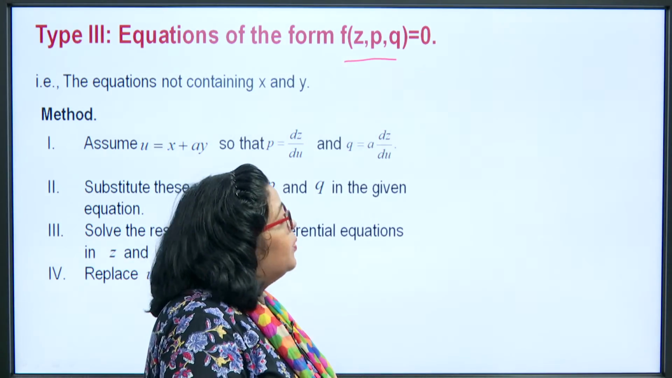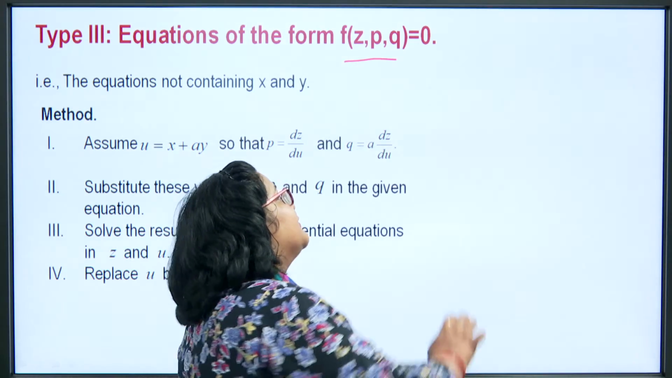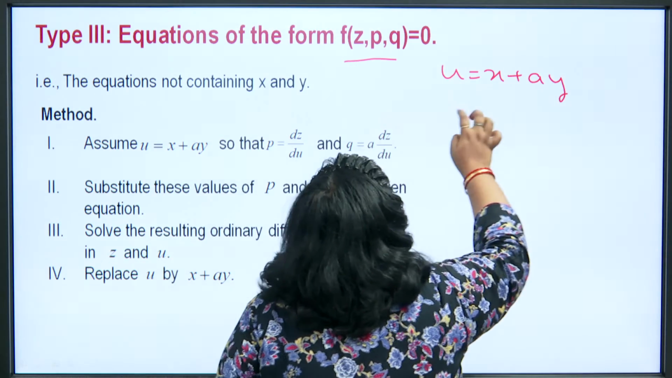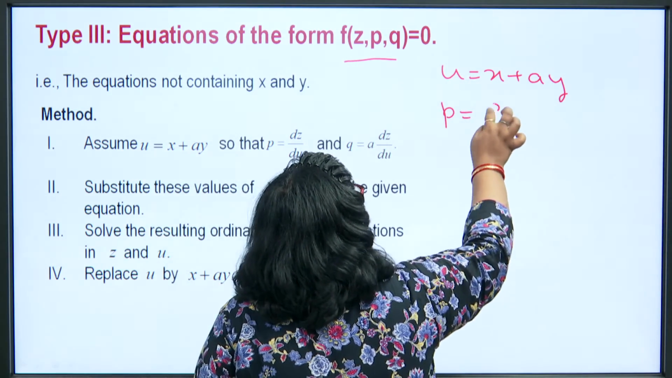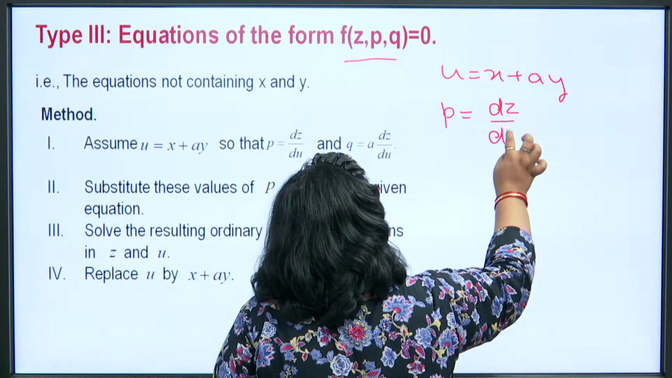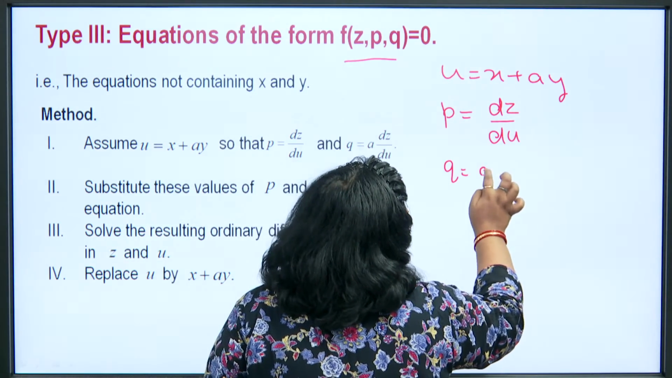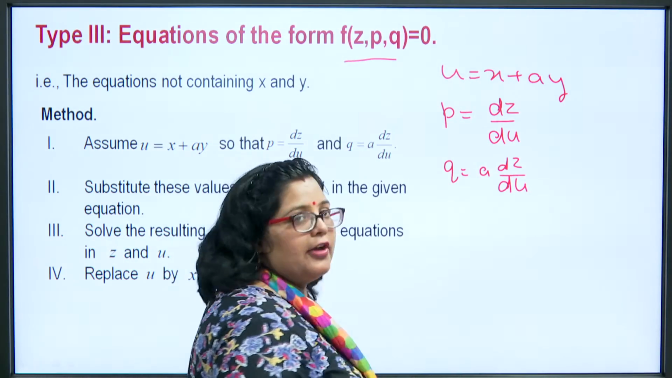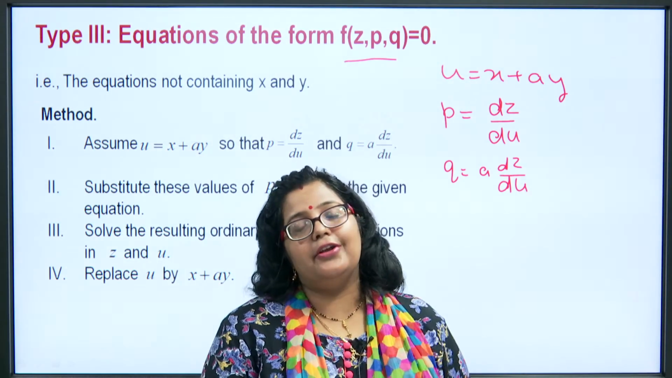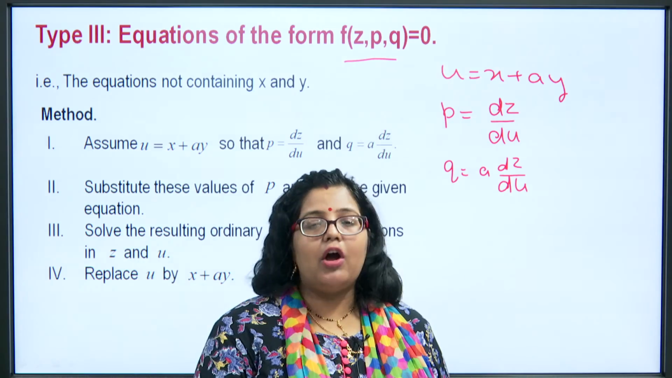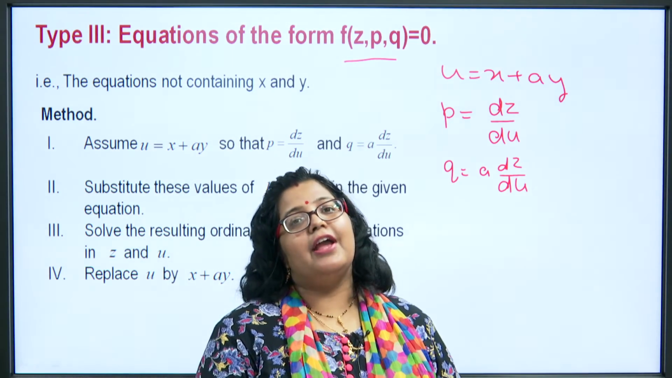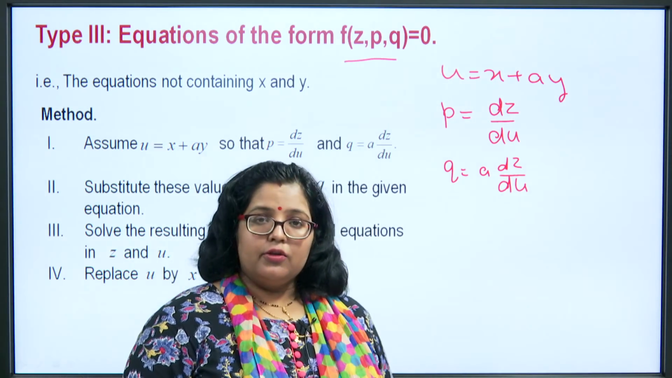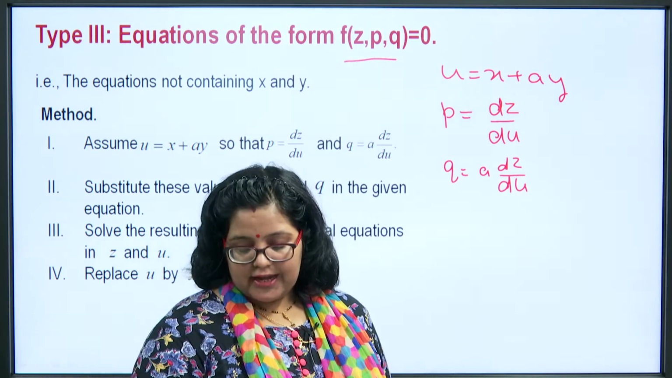For this type of equation, we assume that u = x + ay, and p = dz/du and q = a dz/du. Substituting the values of p and q in the given equation, the partial differential equation is reduced to an ordinary differential equation, and we solve it. After solving, we again put the value of u in the form of x and y. So we can solve type third equations.